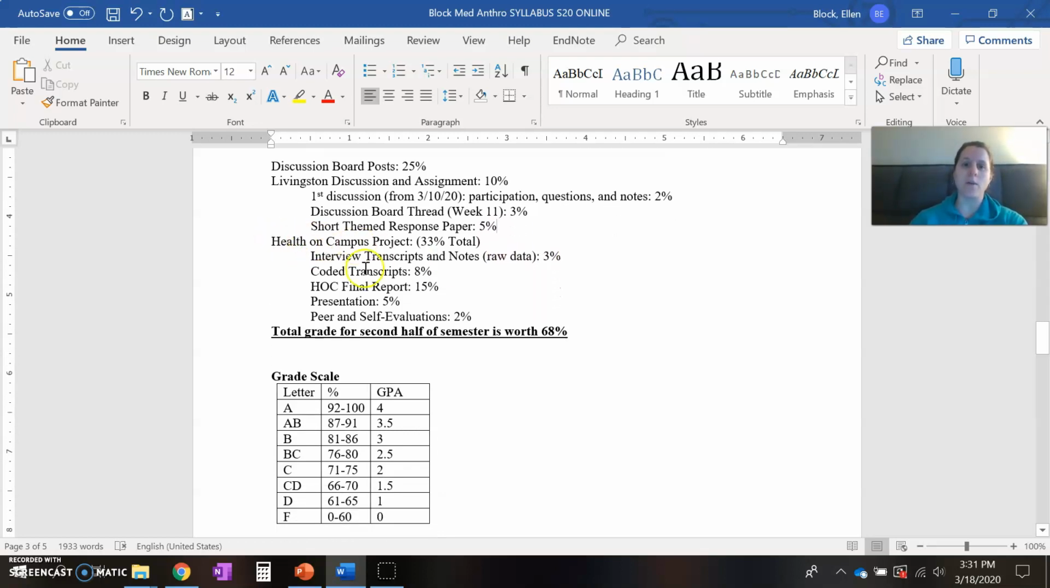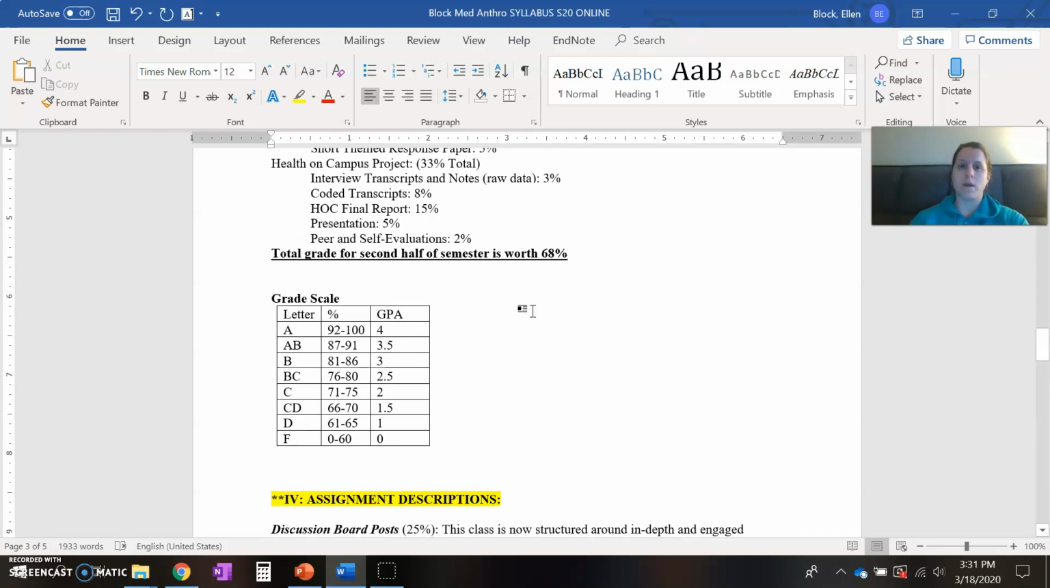And then the Health on Campus project is remaining basically the same. You can see I've taken out the last quiz because the quizzes are to sort of drive you to engage with the readings, but the way I'm running the discussion boards now is going to do that, and I'll explain to you how. So we don't need that quiz, and I'm trying to simplify things so every week sort of looks the same. This all remains the same.